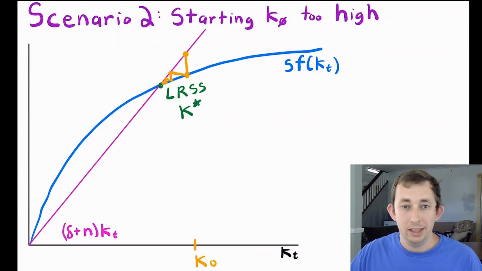We're going to keep going until we hit that long run steady state where the number of machines per person is equal. So hopefully this gives you a little better sense of how the Solow growth model works and how we converge to a long run steady state in a Solow growth model.